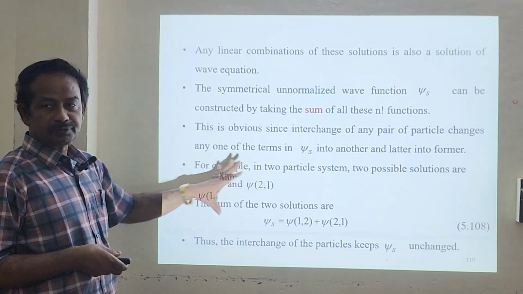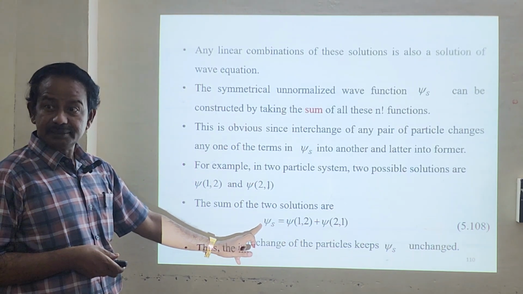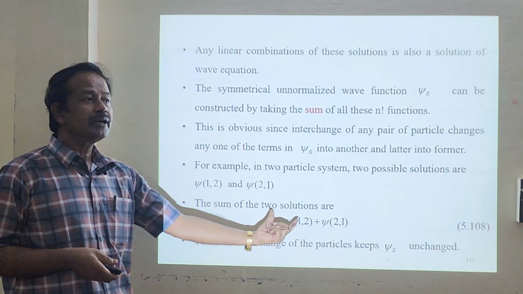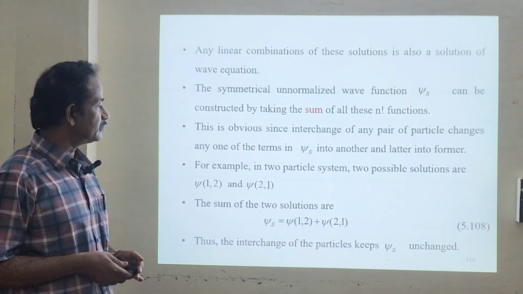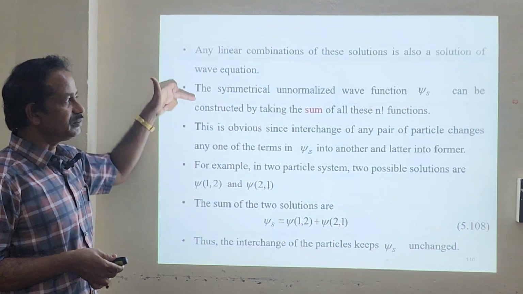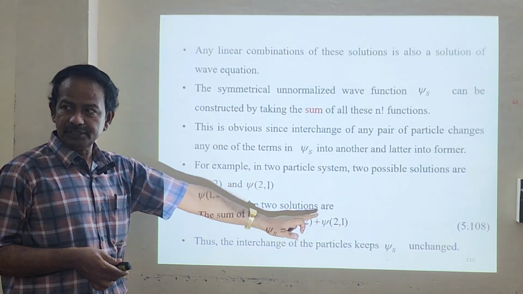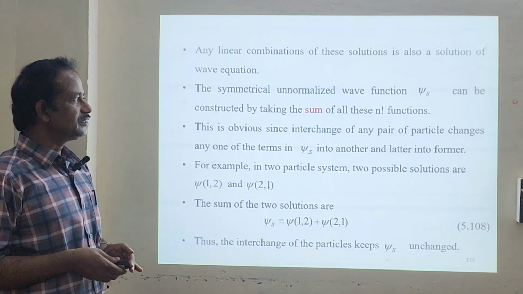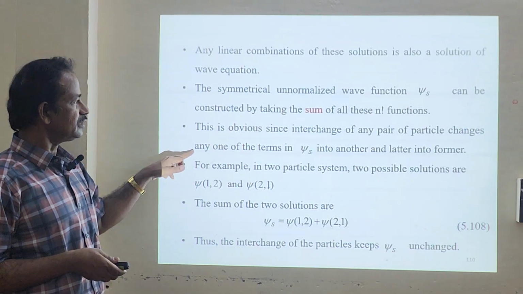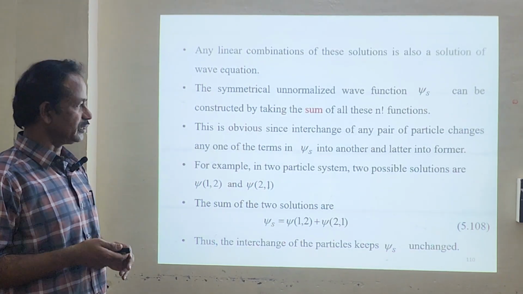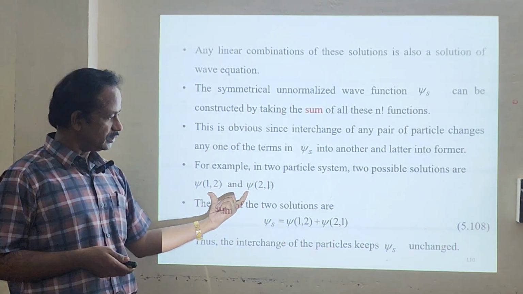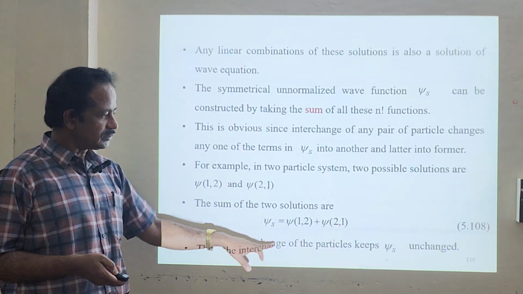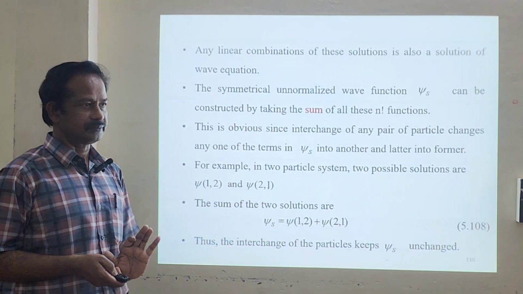And of course, we know about the 2 particle system: symmetric wave function is nothing but the sum of these 2 wave functions, a linear combination of before interchanging and after interchanging. So we know about this. Since interchange of any pair of particles changes any one of the terms in ψs into another one, we have 2 solutions and we have added for symmetric wave function. The interchange of the particles keeps ψs unchanged.